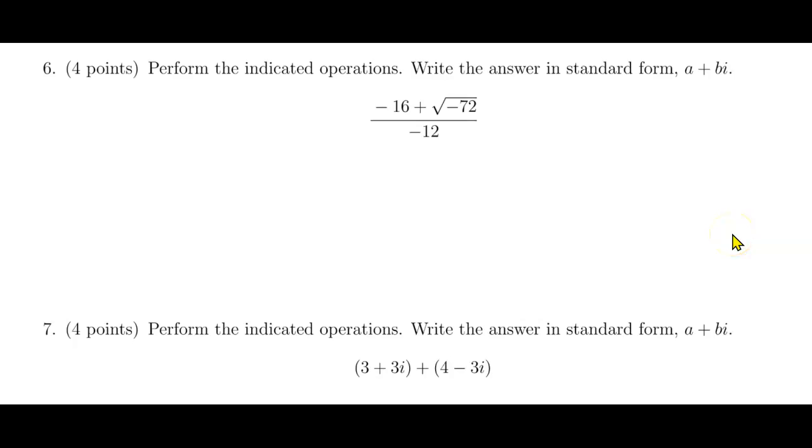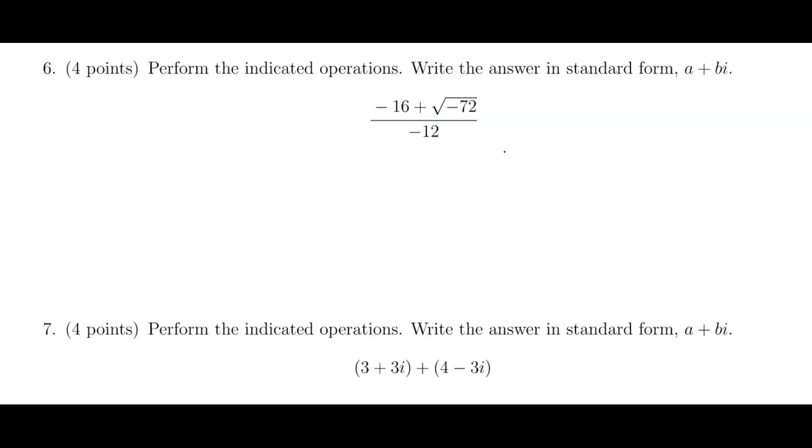Okay, so this is question number 6. Again, we have to perform the indicated operation, which is exactly the same thing: simplify the expression. This is pretty straightforward. We did it in class many times. So what you need to start with is the radical of minus 72. You need to simplify it as much as you can. So that's the first step.